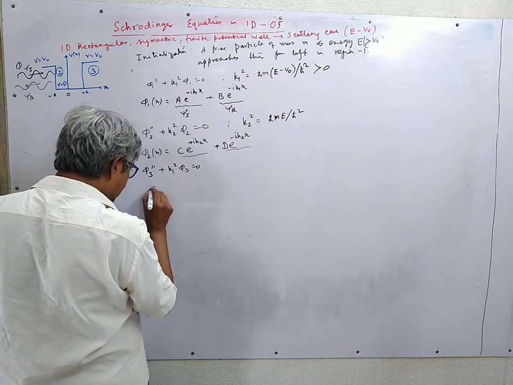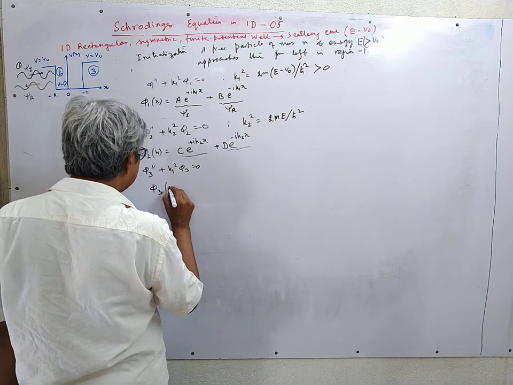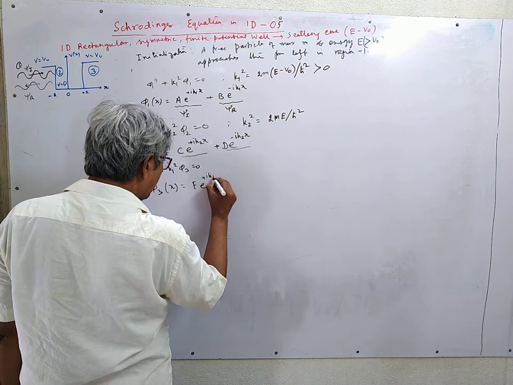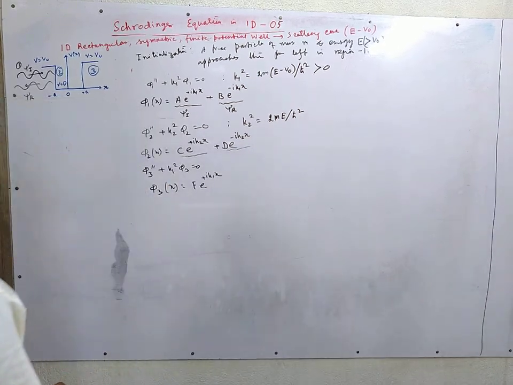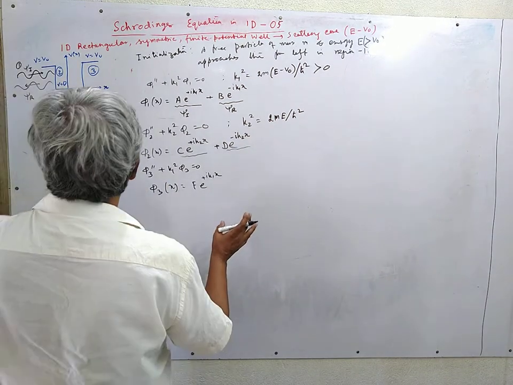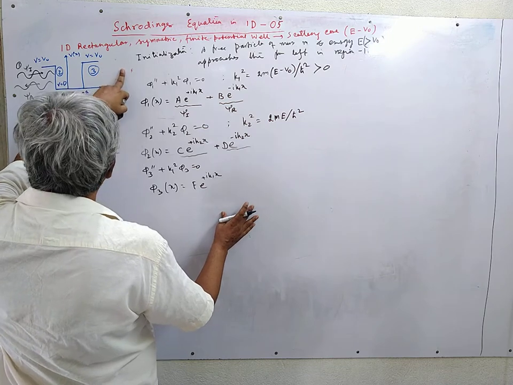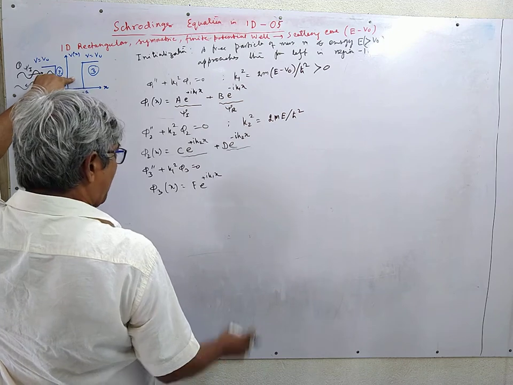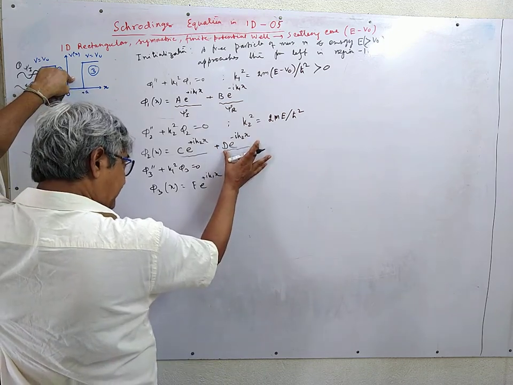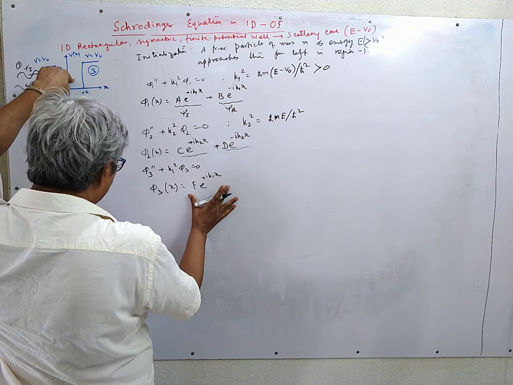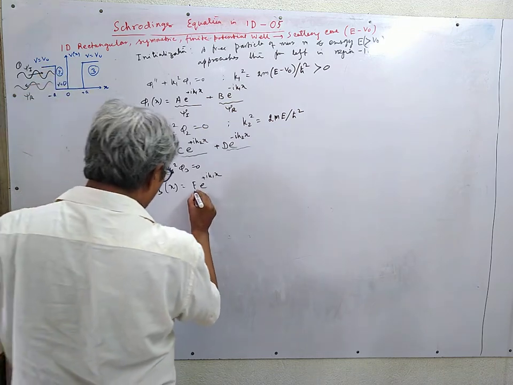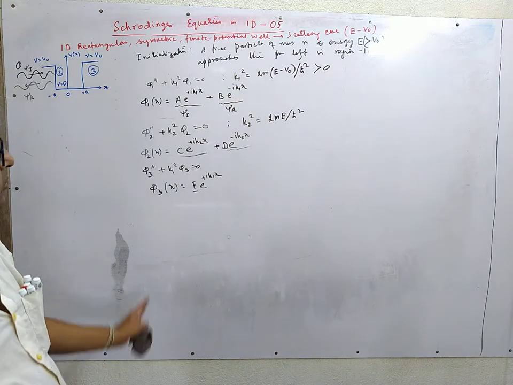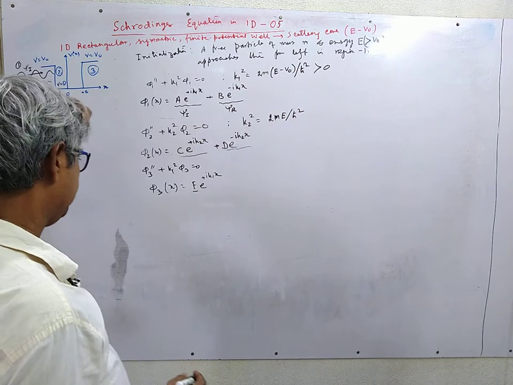The physically acceptable solution of this is F e to the power plus i k1x. There is no reflected wave in region 3 as there is no more discontinuity in the potential. Here there was a discontinuity of potential, so there was a reflected wave in region 2, but there is no reflected wave in region 3. And furthermore, I haven't used the letter E for the amplitude so as to avoid confusion with the energy E.